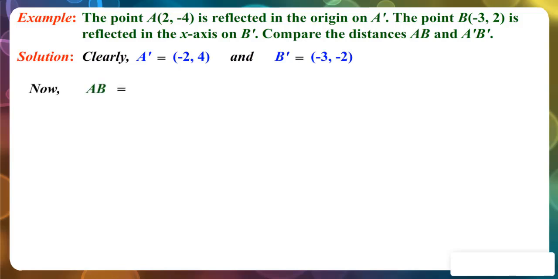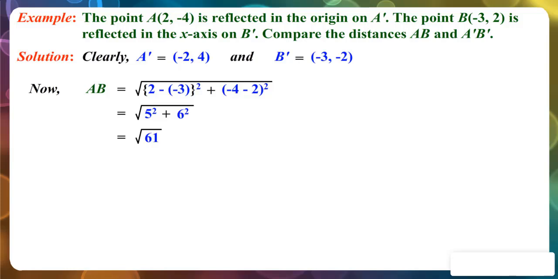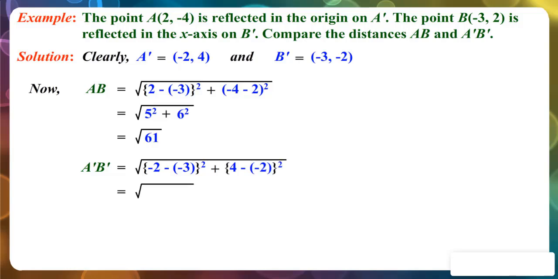Now, AB is equal to the square root of (2 minus minus 3) whole square plus (minus 4 minus 2) whole square, which is equal to the square root of 5 square plus 6 square, which is equal to the square root of 61. And A dash B dash is equal to the square root of (minus 2 minus minus 3) whole square plus (4 minus minus 2) whole square, which is equal to the square root of 1 square plus 6 square, which is equal to the square root of 37. Therefore, AB is greater than A dash B dash.